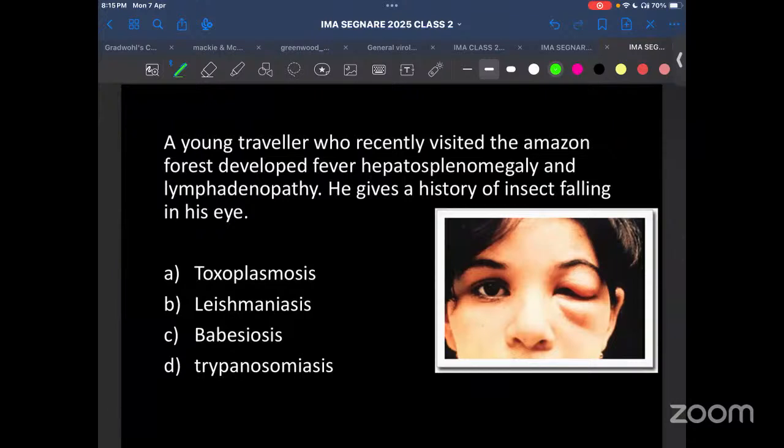A young traveler who recently visited the Amazon forest developed fever, hepatosplenomegaly, and lymphadenopathy. He gives a history of an insect falling into the eye. Which insect has fallen into his eye? This is actually the reduviid bug, or triatomine bug, or assassin bug. See here, the eyelid is inflamed at the site of entry of this parasite, and this is known as chagoma. At the site of entry of the parasite, there will be swelling, and that is known as chagoma.